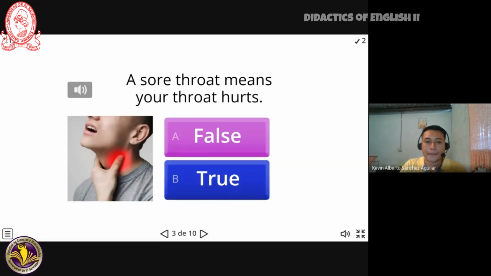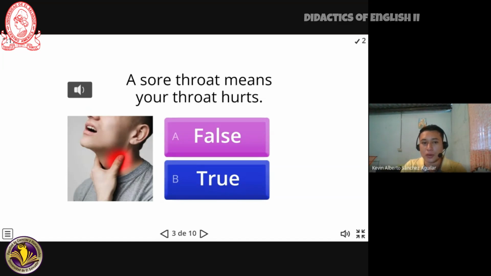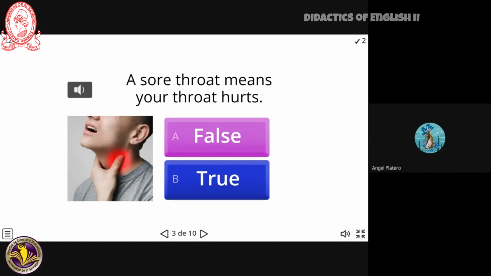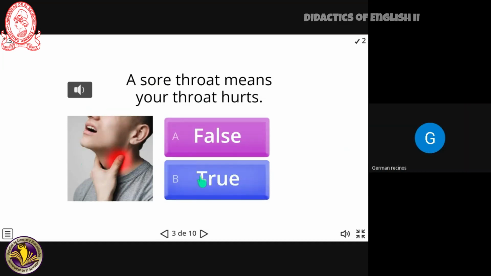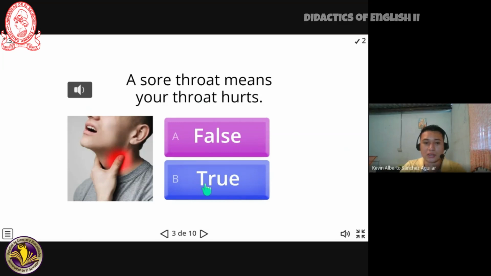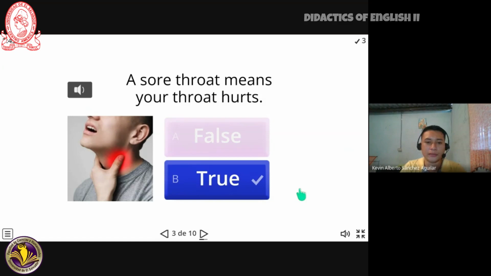"A sore throat means your throat hurts." Okay, a sore throat means your throat hurts. True or false? Check out the image. False. Okay, are you sure? Look at the picture. The picture is going to give you the context. True. Okay, it's true. Yes, it is correct. Let's move on.